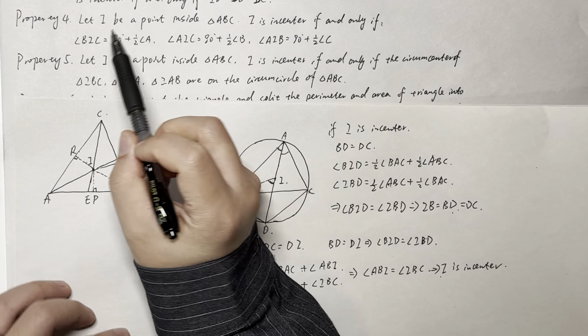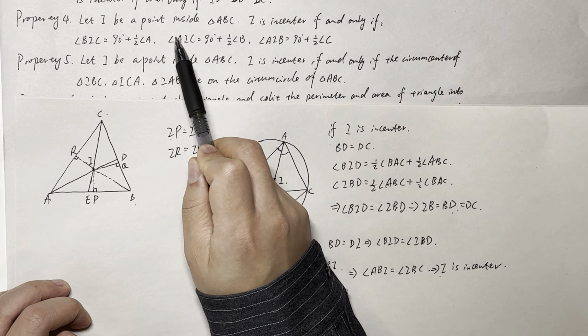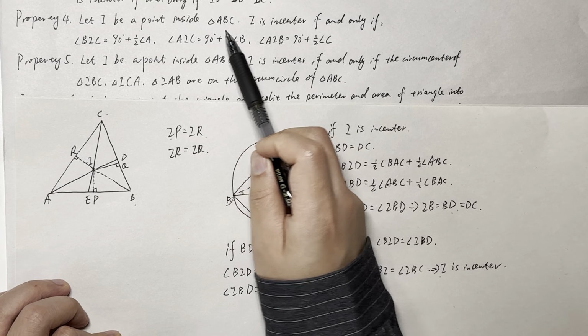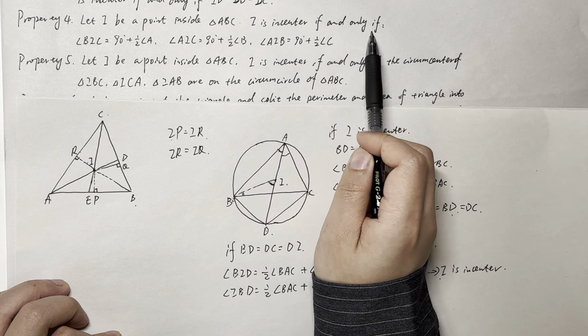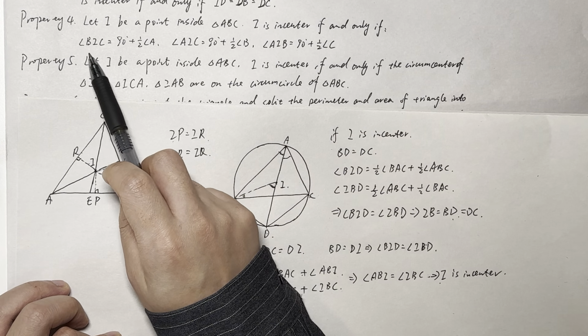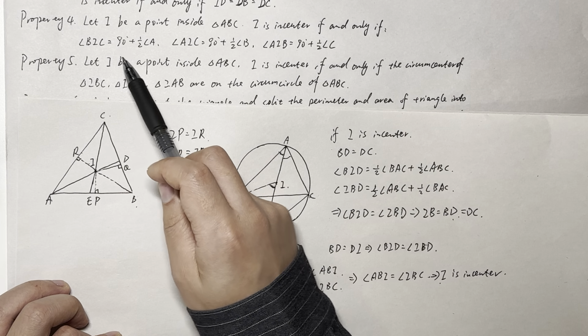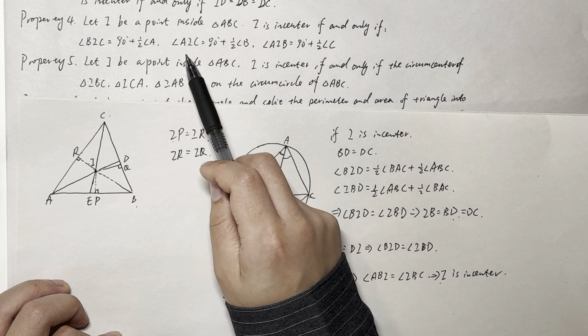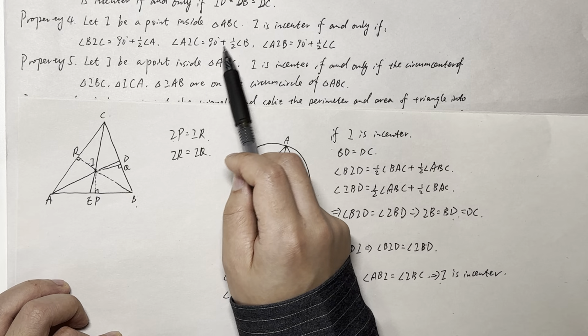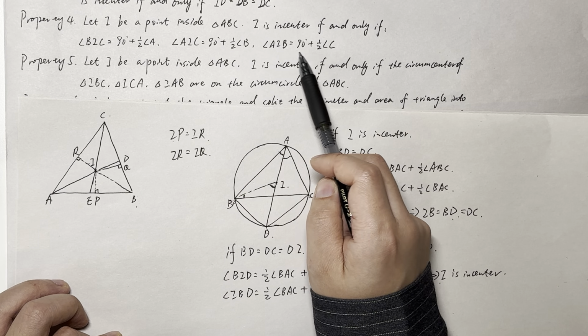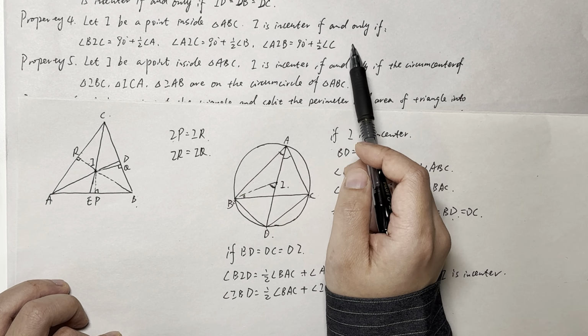Property 4 says: let I be a point inside triangle ABC. I is the incenter if and only if angle BIC equals 90 degrees plus half of angle A, angle AIC equals 90 degrees plus half of angle B, and angle AIB equals 90 degrees plus half of angle C.